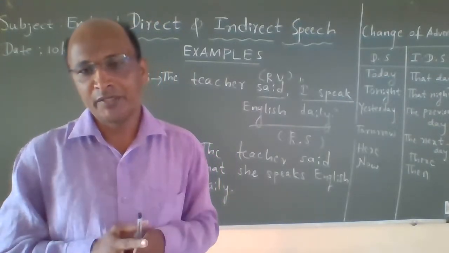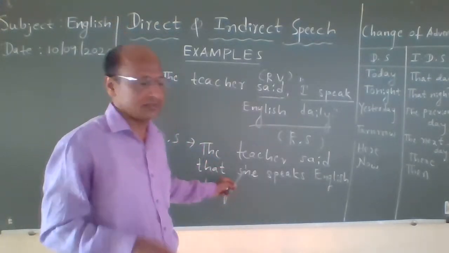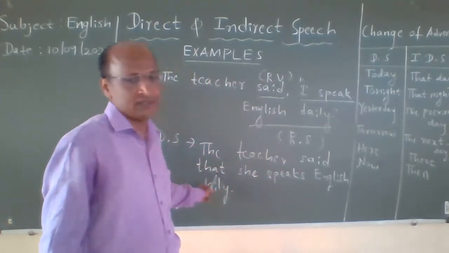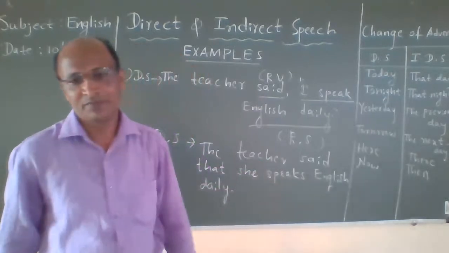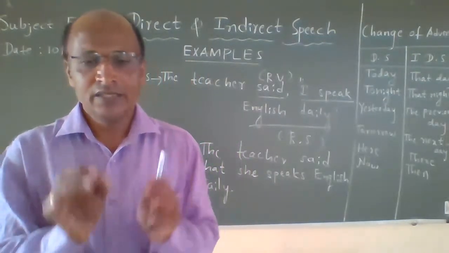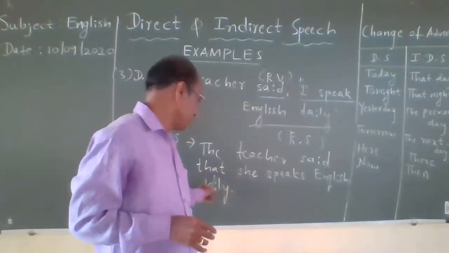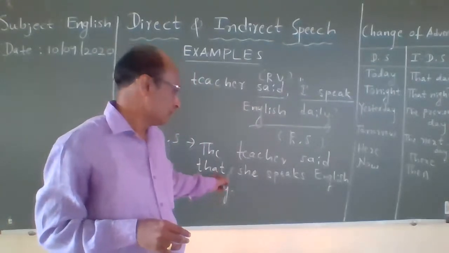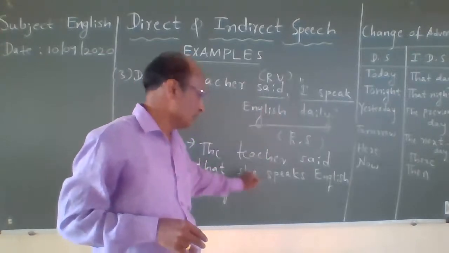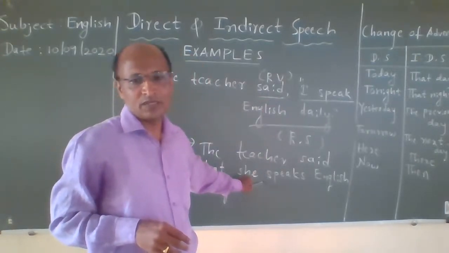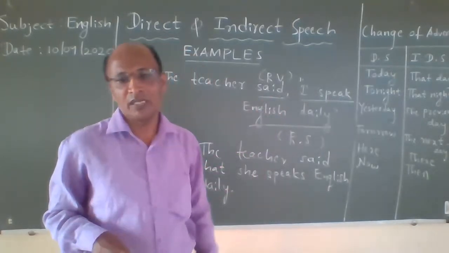When it comes to indirect speech, when it comes to reported speech, how do you change? Like this. You need to change like this. The teacher said that she speaks English daily. This is indirect speech. Here, we have used the subordinate conjunction that, but the tense form of the direct speech is simple present here, and here is also simple present. Here, the tense form of the direct speech is not changed in reported speech, I mean, in the indirect speech.